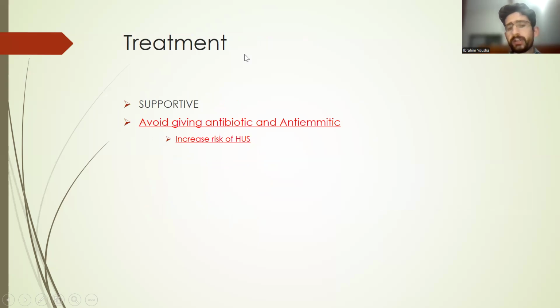So now let's discuss the treatment of hemolytic uremic syndrome. The treatment is mainly supportive. What does supportive treatment mean? Supportive treatment means that whatever the patient requires, always give it to the patient. If he is volume deficient, give him IV fluid. If there is an acid-base disorder, correct the acid-base disorder. If there is electrolyte imbalance, then correct the electrolyte imbalances. Plus, avoid giving antibiotics and antimotility agents because they increase the risk of hemolytic uremic syndrome.